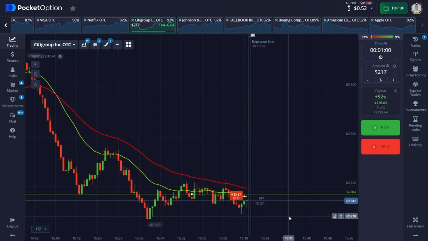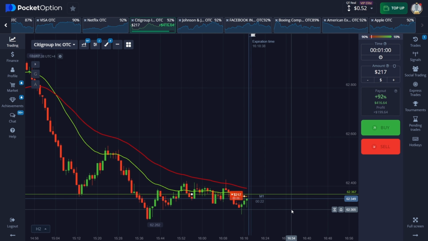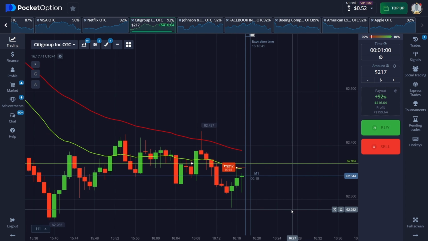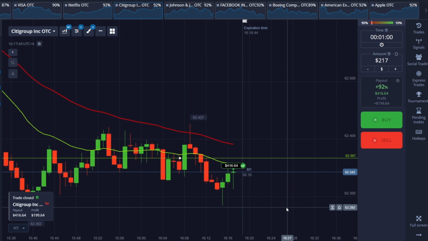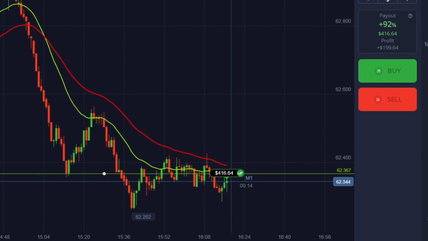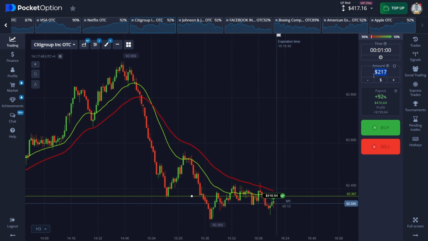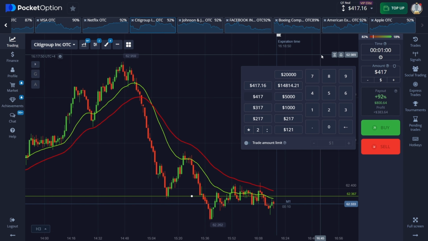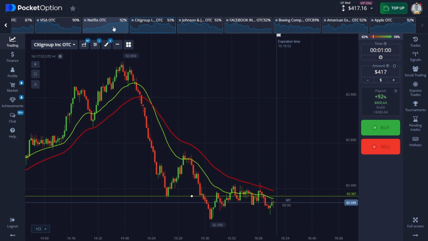So let's wait for the candle to close. Only 10 seconds left now. Okay, we won another trade. Now my balance turns into $417. Let's find another trade for a 1-minute time frame on the OTC market.